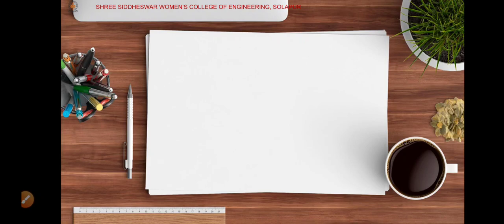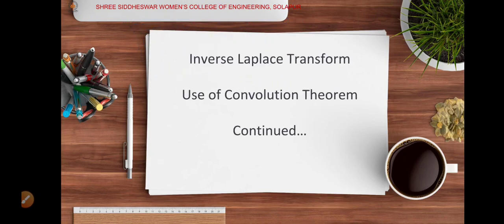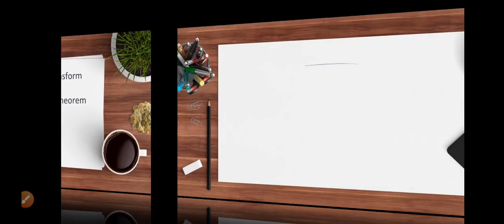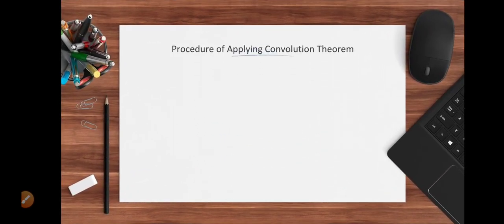In the last video, I covered the solution of two different types of examples. Now in this video, I will cover two more types of examples. So here we are going to continue to find inverse Laplace transform using the method of convolution theorem. The question will be the same.